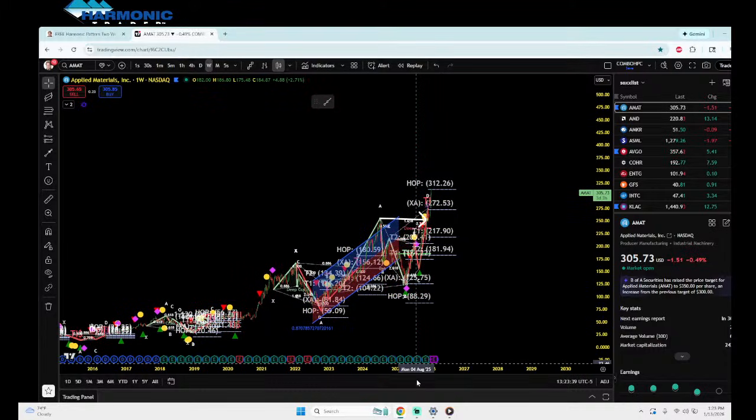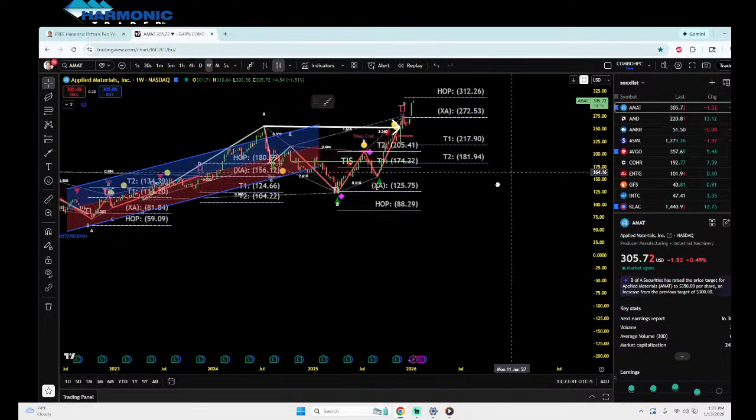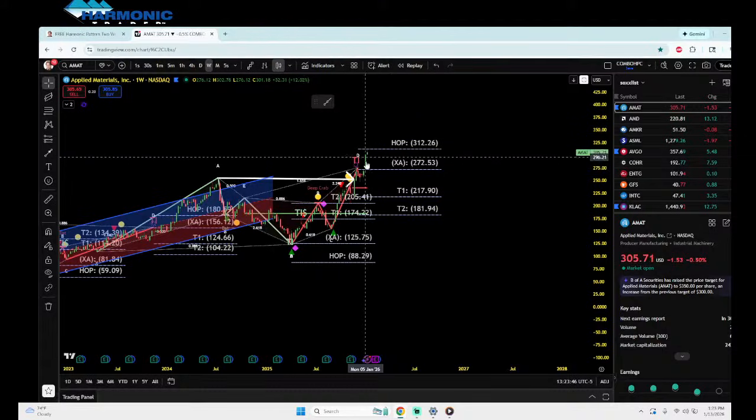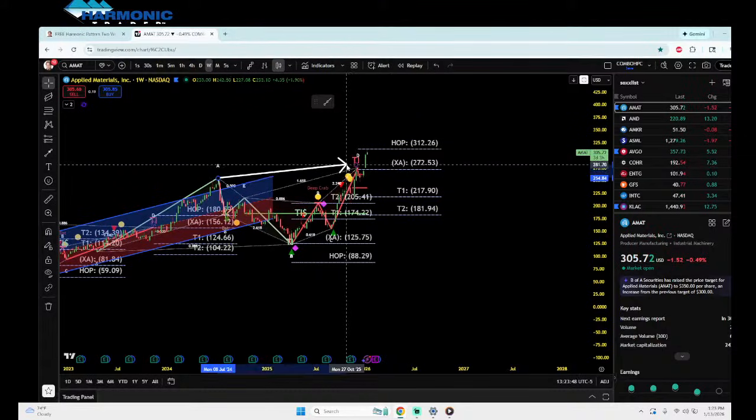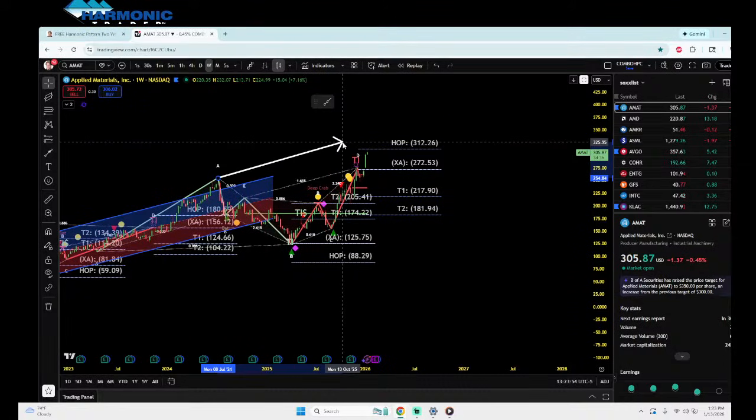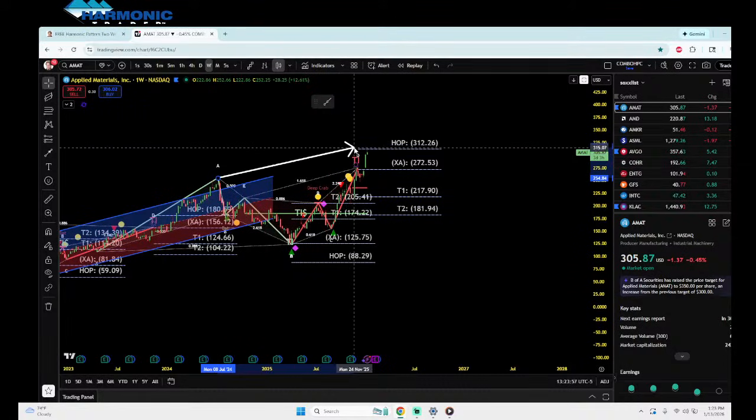There's Applied Materials. This is interesting because, look, deep crab pattern, 312. I think Applied Materials is a big winner, but we might have to get through this. You might go sideways here. So again, keep it on the radar.